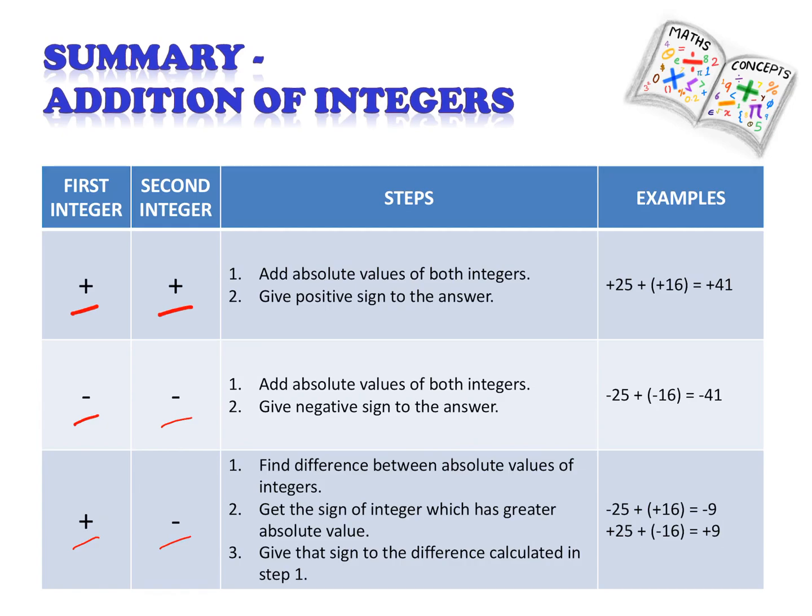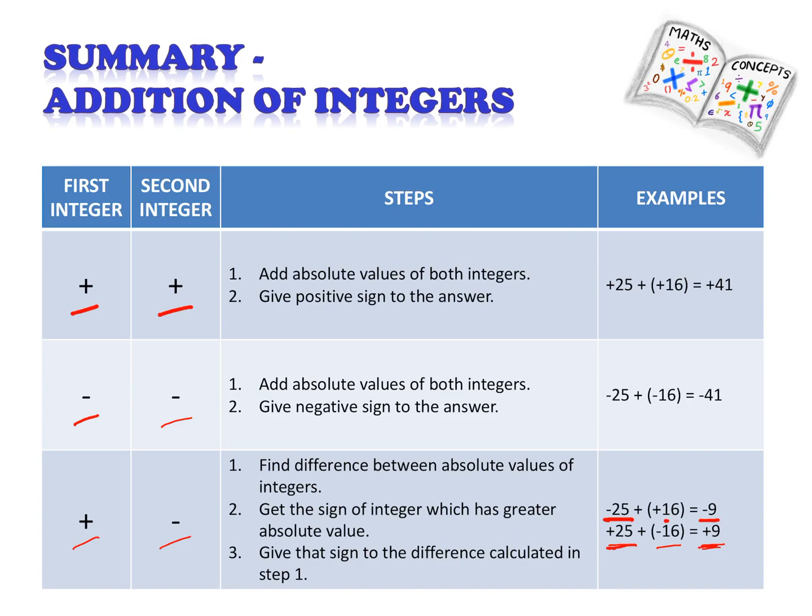I have given examples here. So in the first case the difference of these two is 9 and I have given negative sign because minus 25 has a higher absolute value. Again in the second example, same numbers with different signs. Difference is plus 9. The answer has positive sign because plus 25 has higher absolute value.